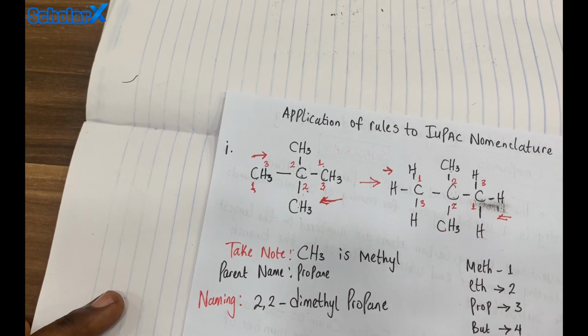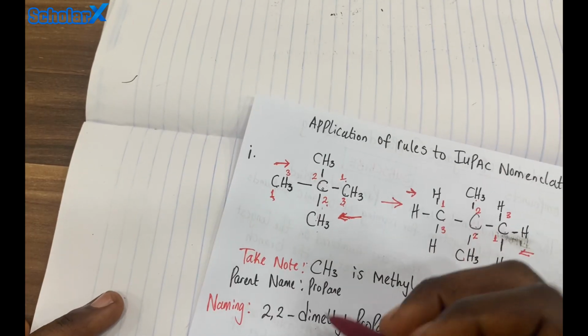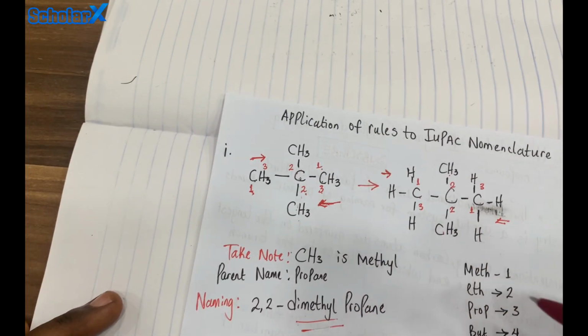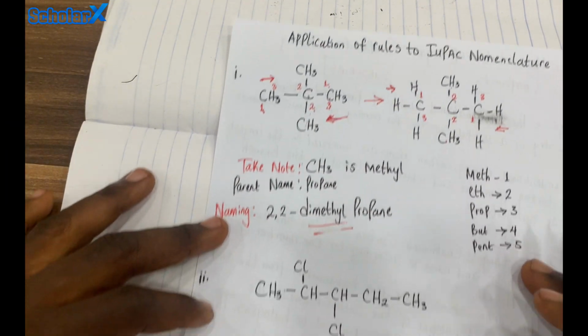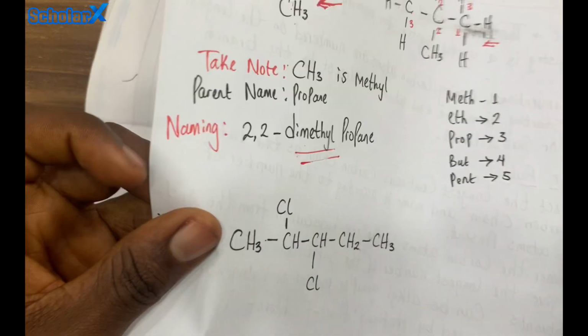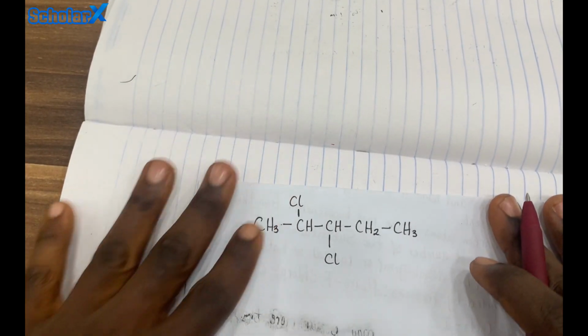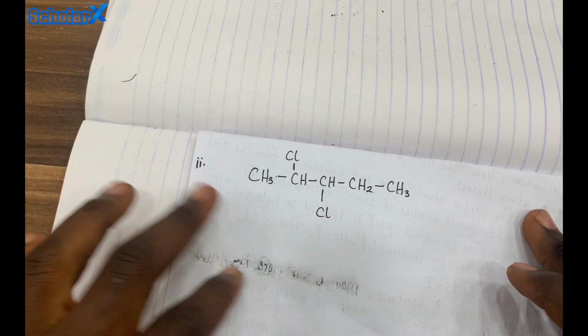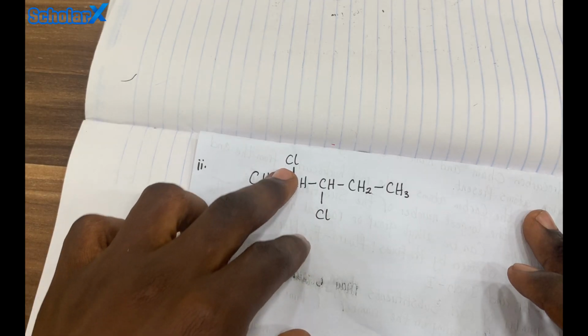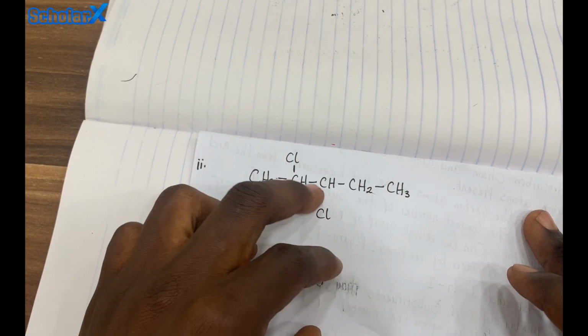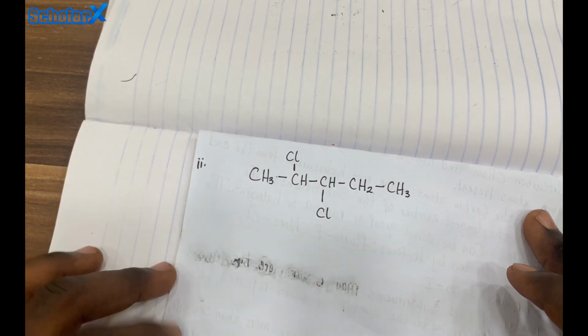Dimethylpropane. So this is our answer, all right? Now, let's look at another compound very briefly. We have CH3, chlorine here, CH, chlorine here, CH, CH2, CH3.